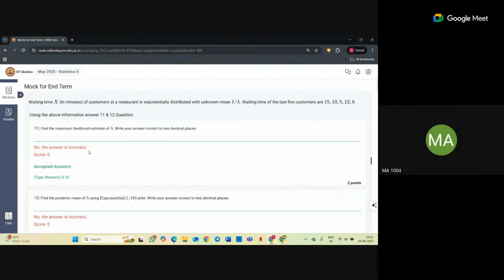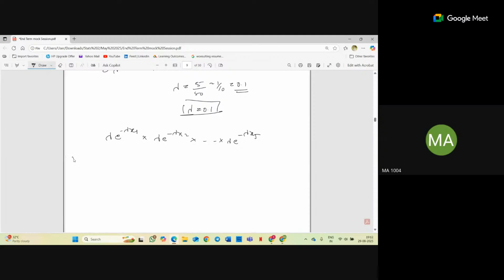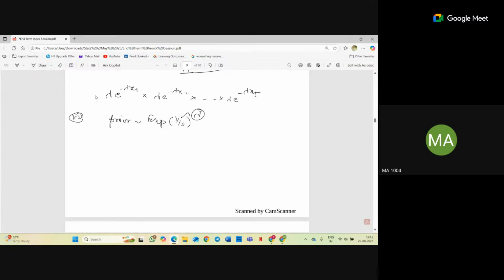Now, the next question is find the posterior mean of lambda using exponential 1 by 10 as the prior. So we have the prior distribution. The prior is exponential with 1 by 10 as the parameter, and this is my lambda, right? To find the posterior mean, we need to find the posterior distribution, which is proportional to likelihood times prior. So what is my likelihood here? It would be lambda raised to the power 5 into e raised to the power minus 50 lambda.